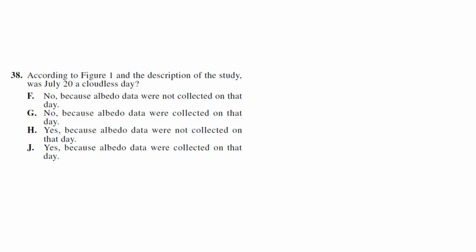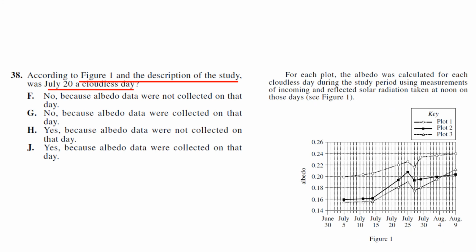According to figure 1 and the description of the study, was July 20th a cloudless day? So figure 1 and the description, July 20th. The description says albedo was collected for each cloudless day. There are no data points for July 20th. So no, because albedo data was not collected on that day. If it had been cloudless, they would have collected data.